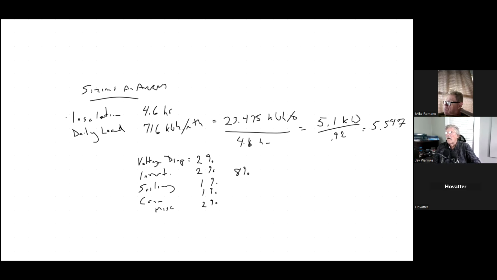Okay, so that's the size. That's going to be kW. So basically, that's how you size an array. Pretty easy. You take what is my daily load demand, divide it by the hours of insolation at that site, and then divide it by the system efficiency.